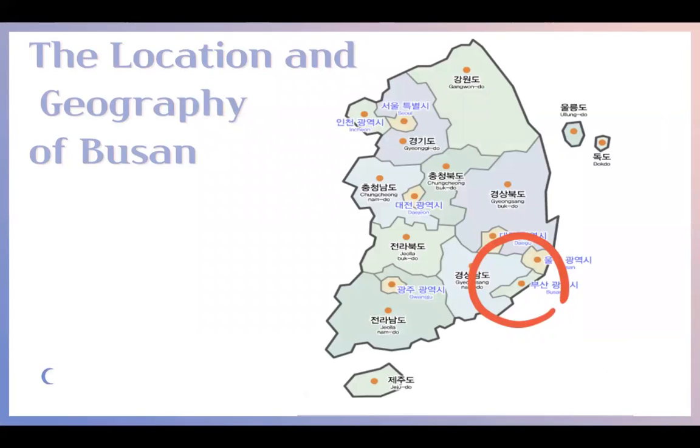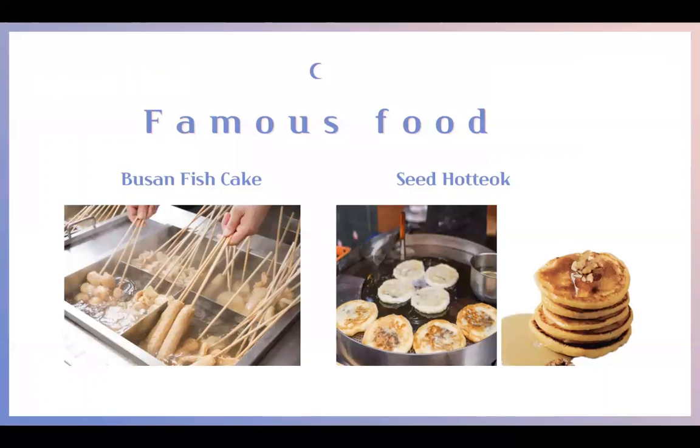By the way, Seoul is the capital and the biggest city of South Korea. Busan is also a popular city in South Korea. It is characterized by many mountains and beaches. It is in the southeastern part of South Korea. Famous foods in Busan include the fish cake and seohotta.